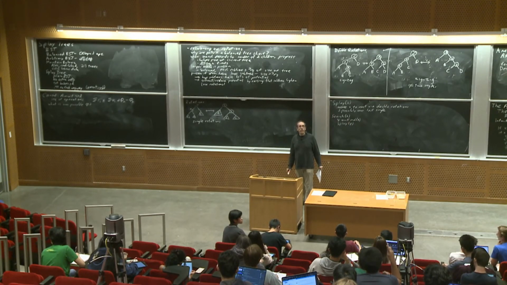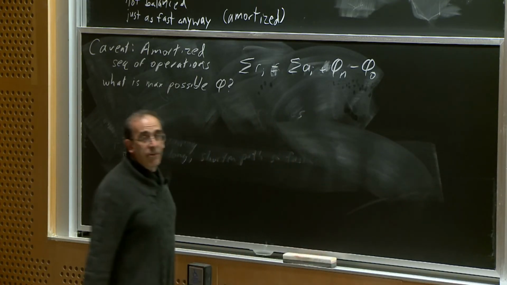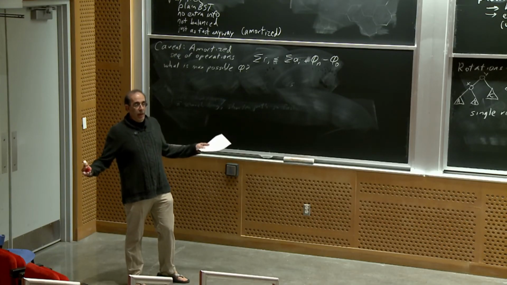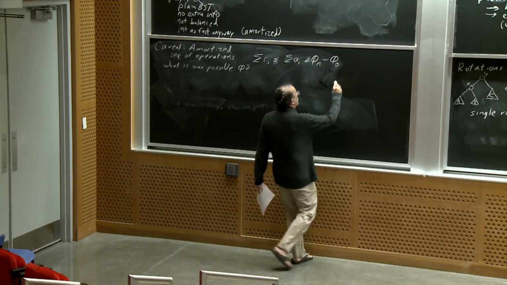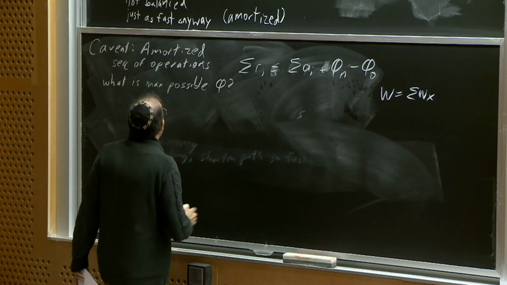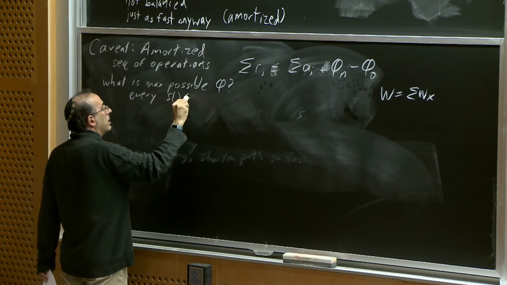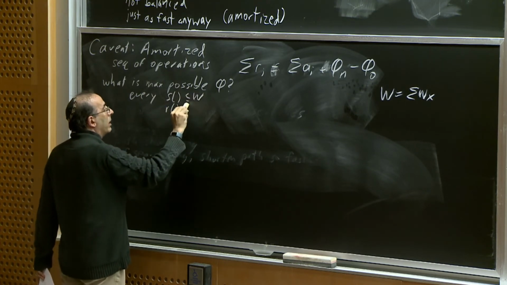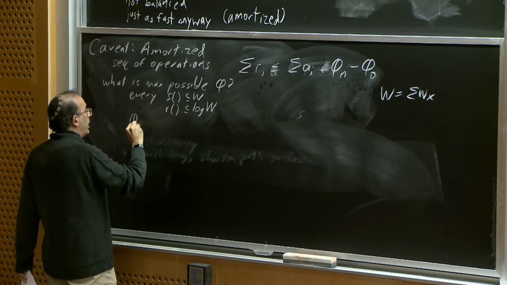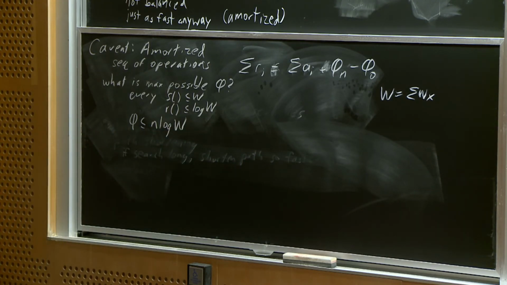Yes. And log n? N log n, that's correct, right? So remember that phi is a sum of ranks. Each rank is a log of a size. The size is at most n. More generally, if we write W for the sum of the weights, we can just notice that every size is at most W, which means that every rank is at most log W, which means that phi is at most n log W. Okay.